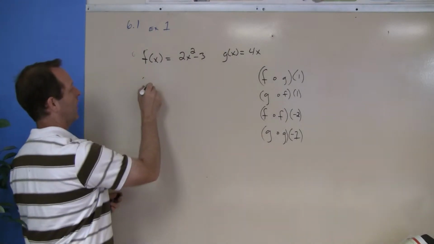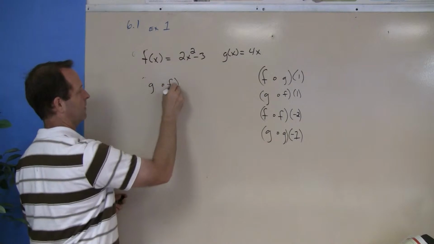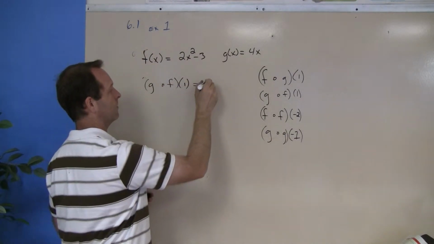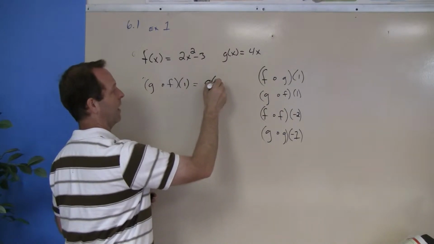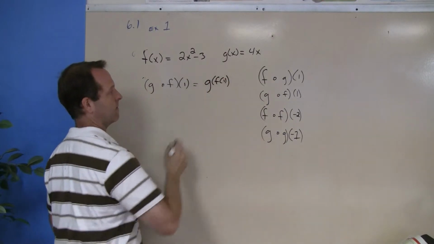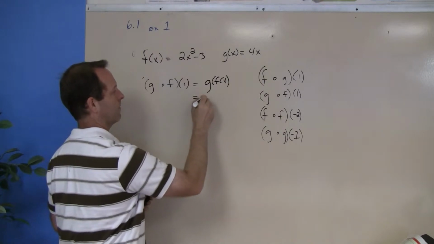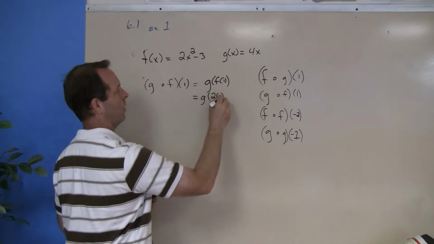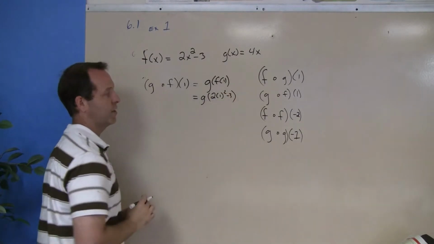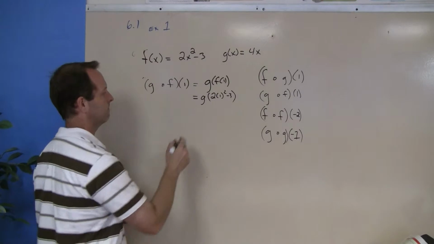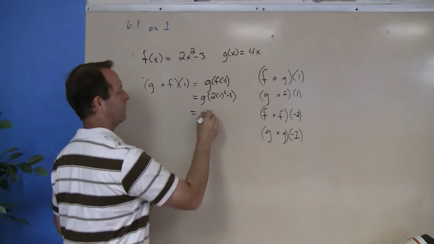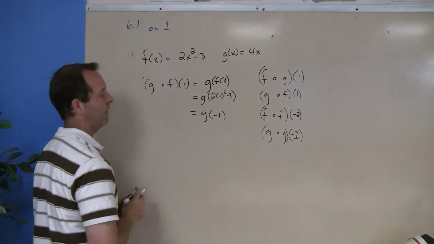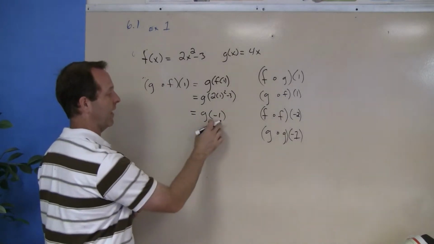Let's do this function the other way. G composed of f at 1. You have an idea how I'm going to write that out? G of f of 1. F of 1 is 2 times 1 squared minus 3. That's just a function, f of x. 2 times 1 squared is 2. 2 minus 3 is -1. And then evaluate this function g at -1.